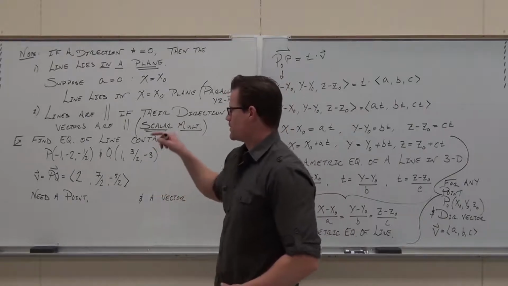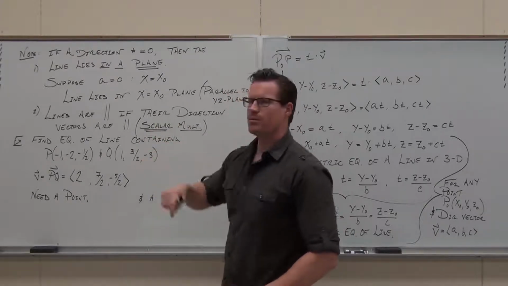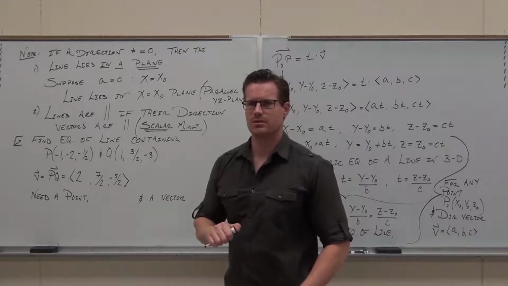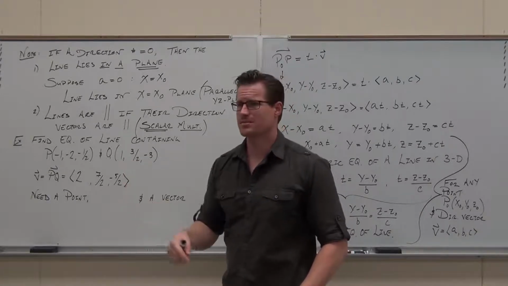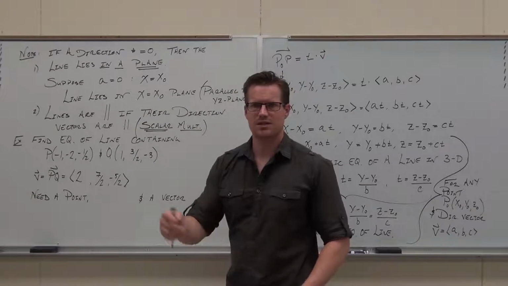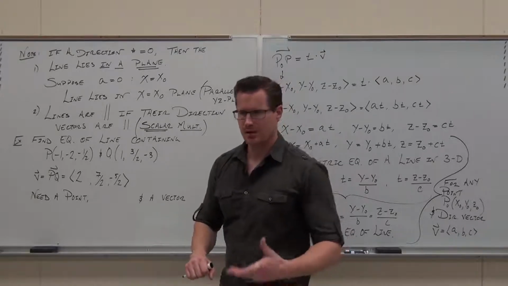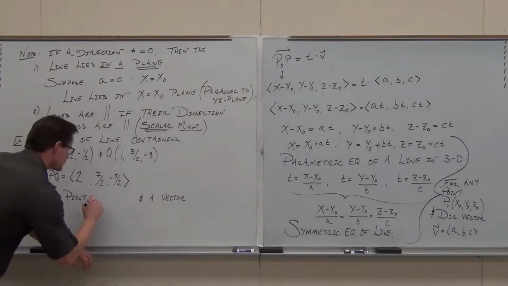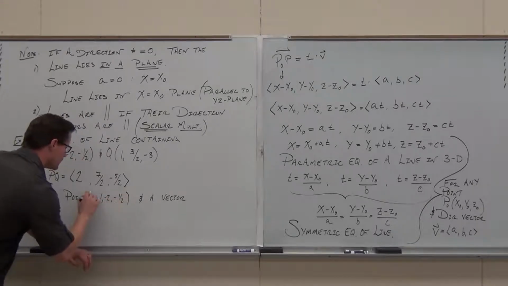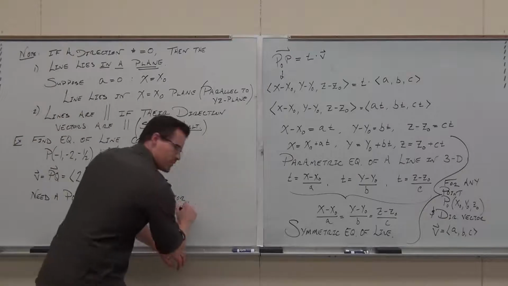So to find the equation of a line, we need a point. What point are you going to use? Doesn't matter. Pick one. Let's pick P, just so we all have the same thing in our notes here. So I'll pick a point. And we need a vector. We already have one right now.